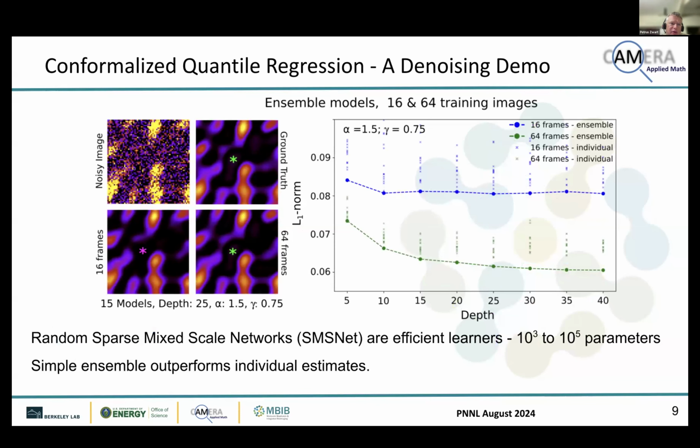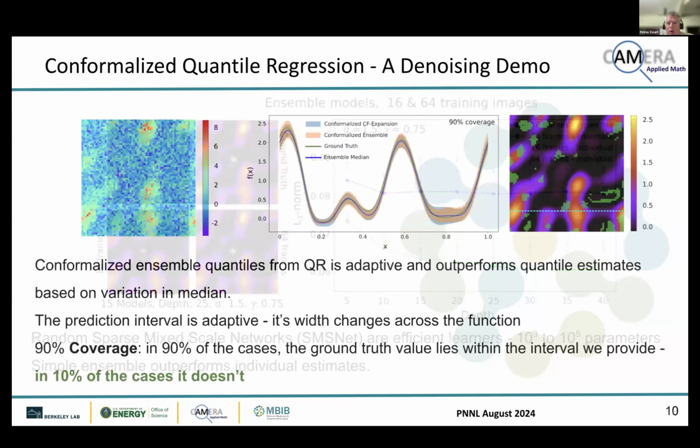Here's an example. Here we have a noisy image. This is the ground truth image. If we have 64 independent data frames, you can basically see what's happening right here, that the score of the mean prediction in an ensemble setting is a lot better than the individual ones. That's really the power of these ensemble methods, that it allows you to leverage different kinds of models to get better. What about the uncertainty?